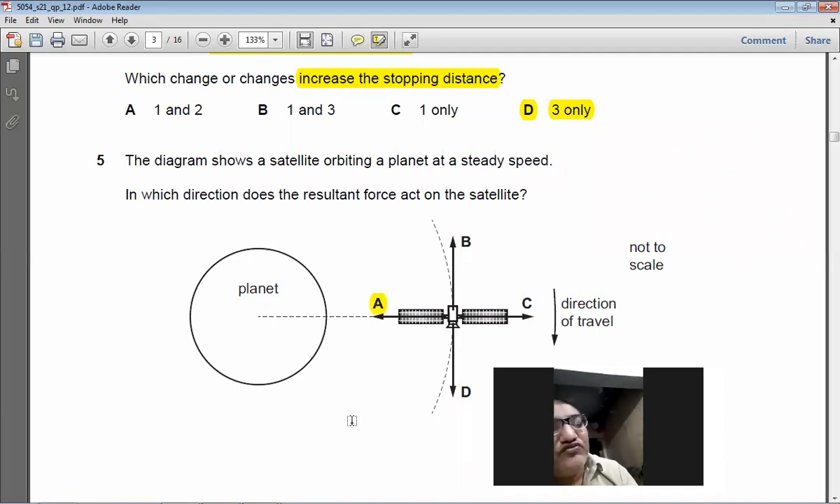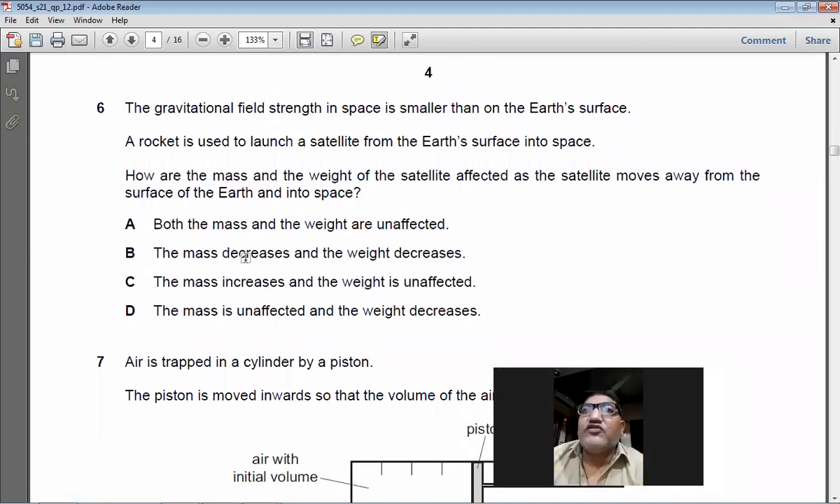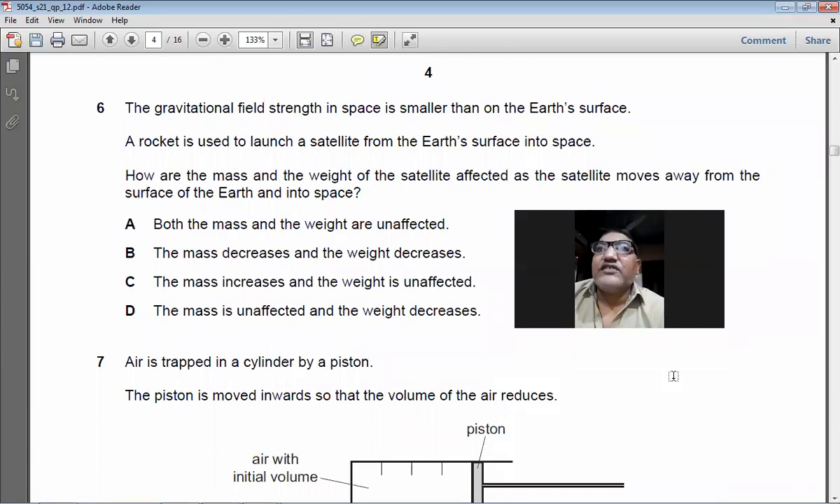And let's move to the next question. That is question number 6, coming up on your screen. The gravitational field strength in space is smaller than on the Earth's surface. A rocket is used to launch a satellite from the Earth's surface into space. How are the mass and the weight of the satellite affected as the satellite moves away from the surface of the Earth and into space?